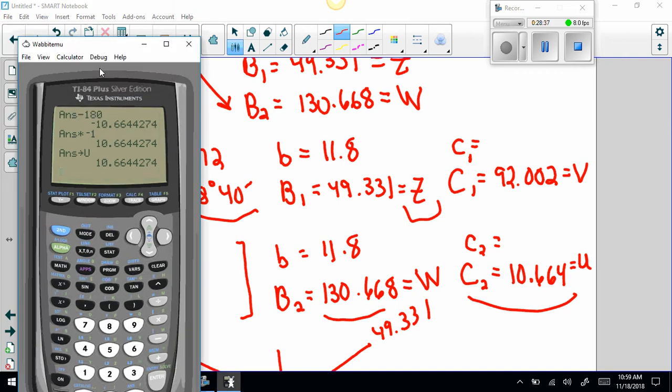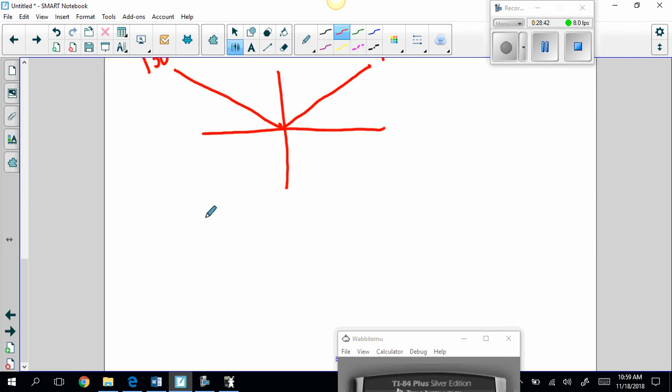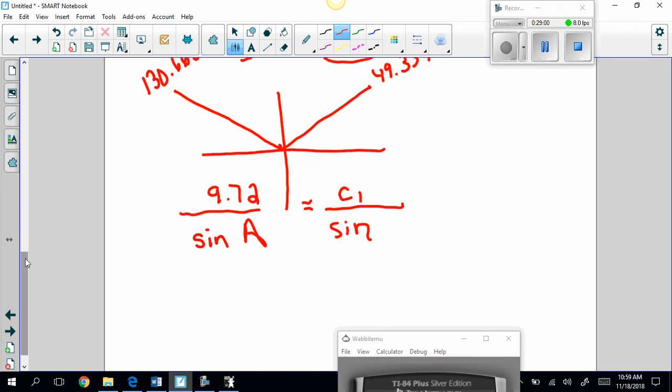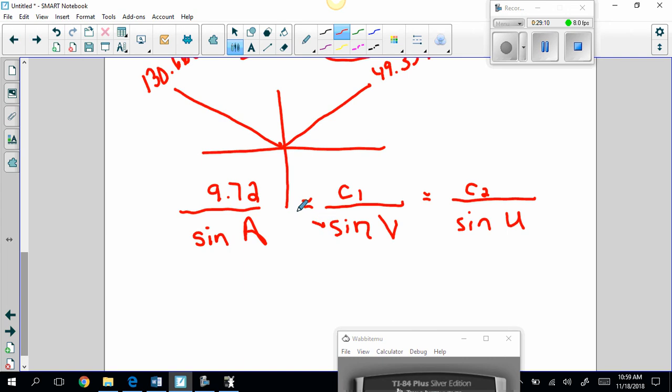And now we have to use side finder. Now it's sine A, side finder, side on top, 9.72 equals C1 over sine C1, which is V, which is C2 over sine C2, which is U. And to find C1, you cross it up, and to find C2, you cross it up.